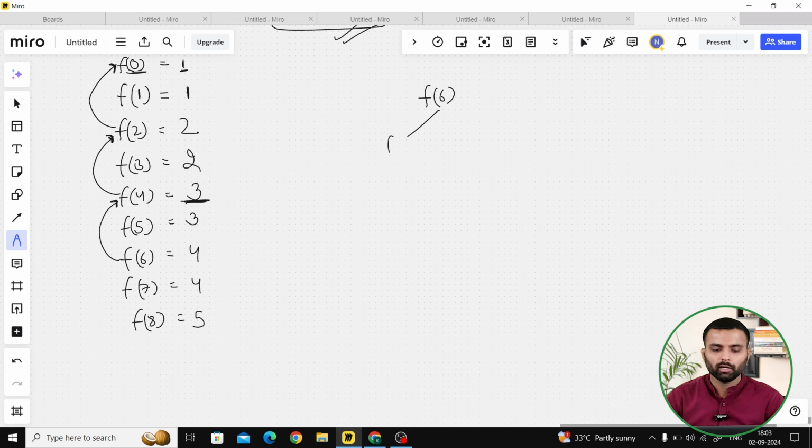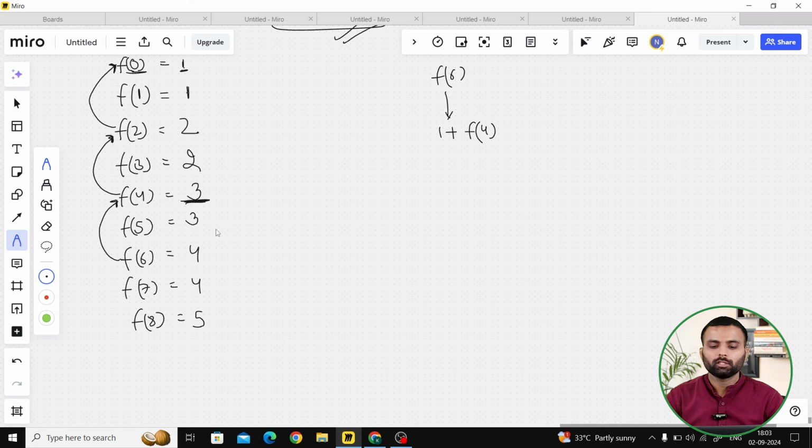So let's see for it. So f of 6, I just want to calculate. As I told you, what you have to do is just add 1, right? So this is a pattern which you have to focus on here. 1 plus, go 2 steps back. What is that? That will be your 4, right?